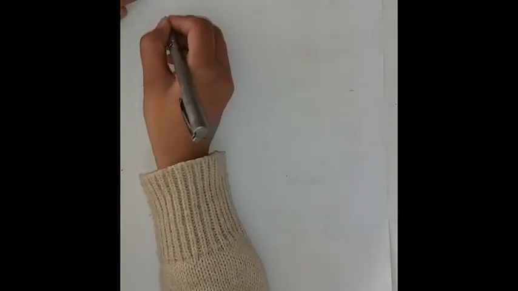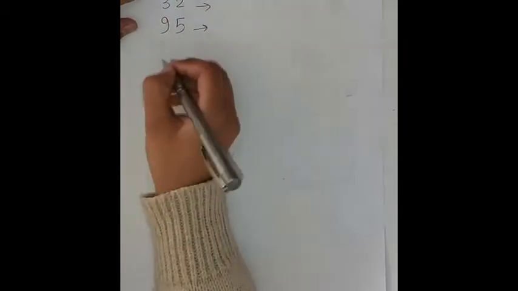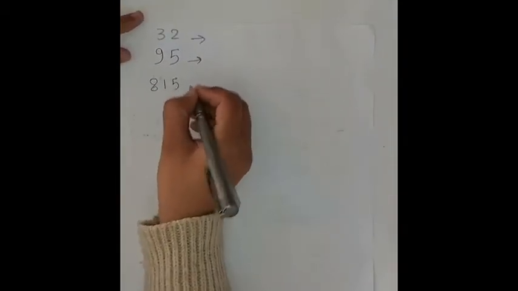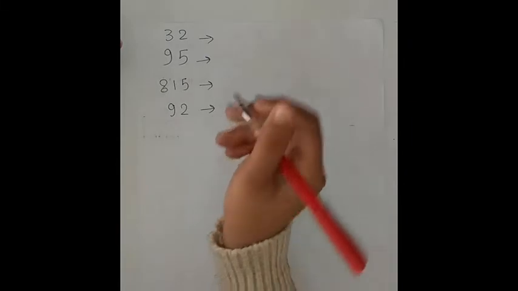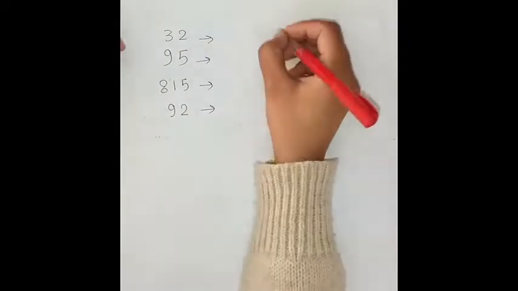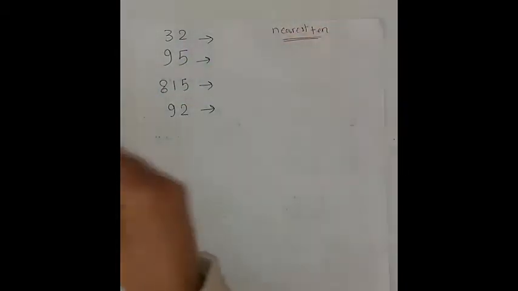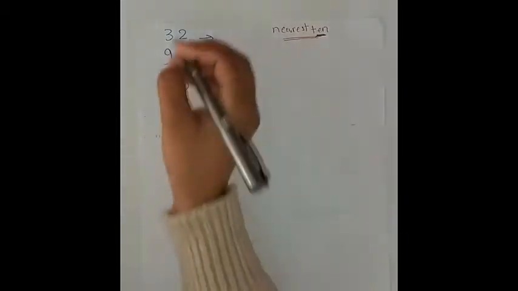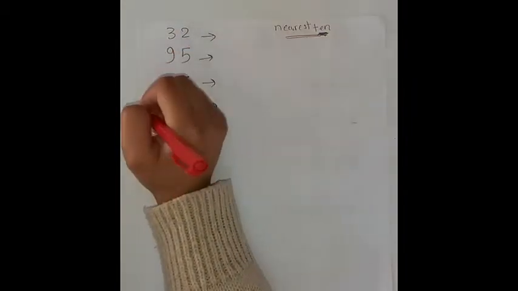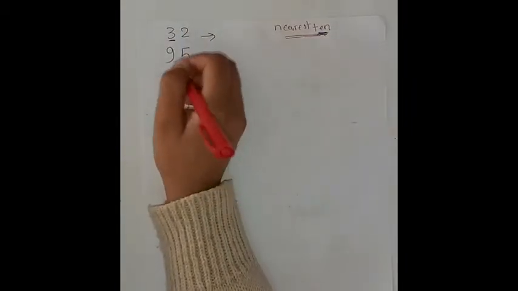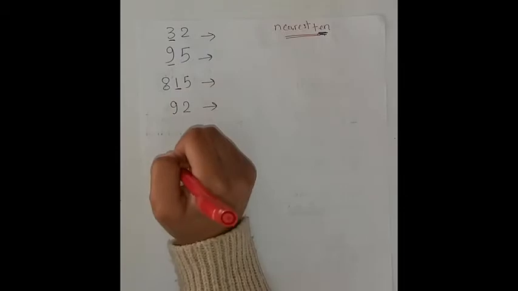If I have 95, 32. Okay. Here I want to estimate them with rounding to the nearest tens. To the nearest ten. Nearest 10, so I will make a line under the tens. The first step. Where is the tens here? 3, excellent. And here, where is the tens? 9. Here, where is the tens? 1. And here, where is the tens? 9.